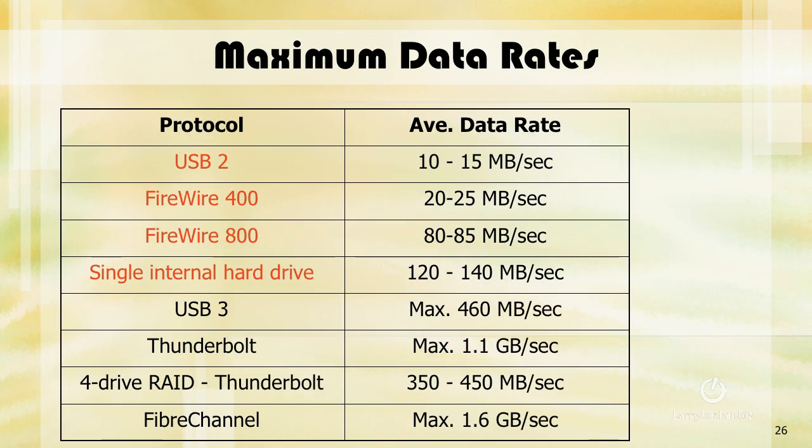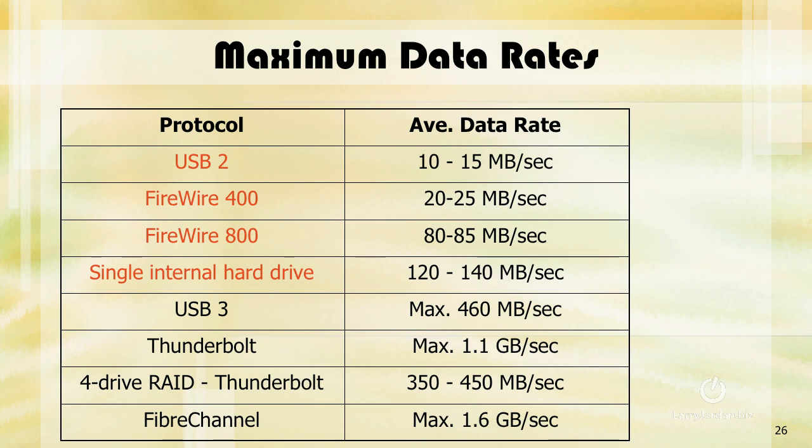If we look at how our devices are connected, those in red, USB 2, FireWire 400, FireWire 800, or even a single internal hard drive, don't deliver speeds that are necessary for dealing with 4K images. USB 3 maxes out around 460 megabytes a second. Thunderbolt maxes at 1.1 gigabytes a second. However, if you connect a 4-drive RAID to Thunderbolt, you'll only get between 350 and 450 megabytes a second. Fiber Channel maxes out at 1.6 gigabytes a second. I mean, 4K is pushing up against the maximum data transfer rates that we can get from the high end of storage technology right now.